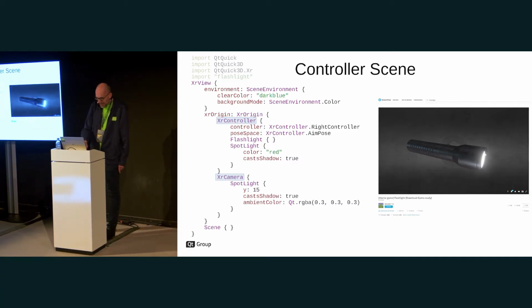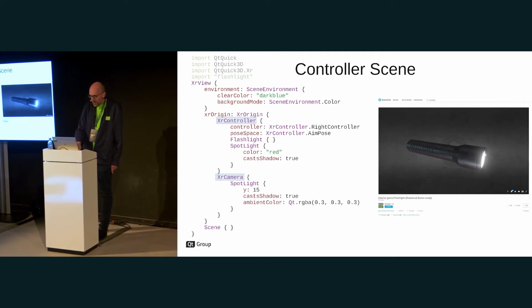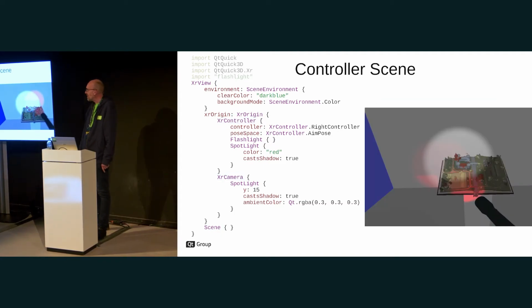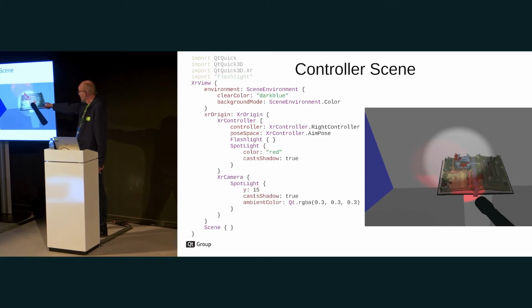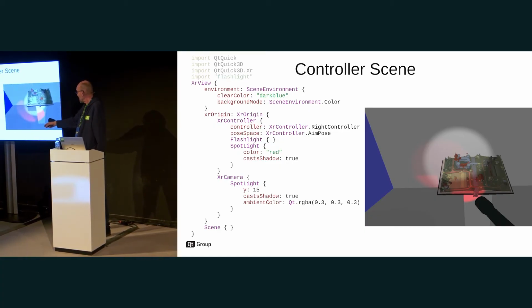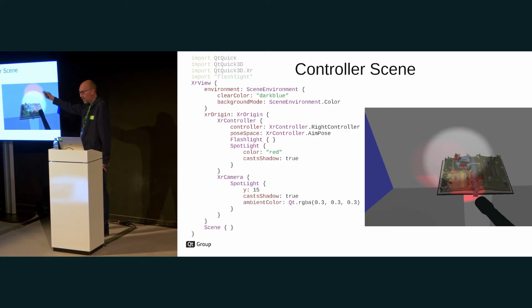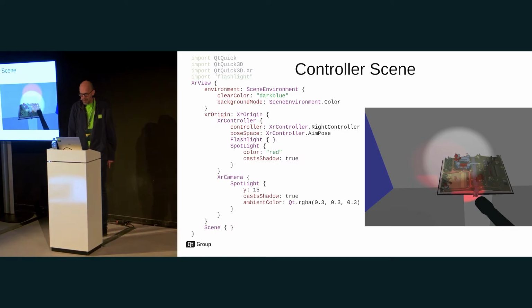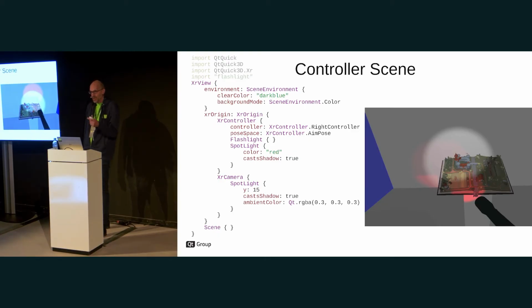So if I run this one, it's going to look like this. If you look, you see the white light here is following my head movement. You can't see my hand, but trust me, that flashlight is following my hand movement. So that is how to track movement of controllers.